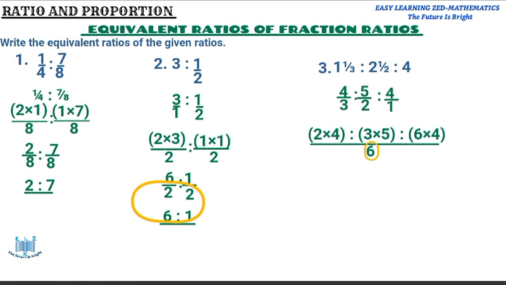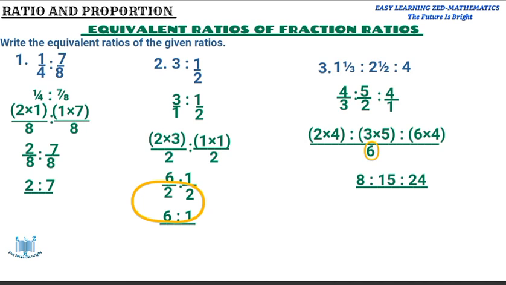Once we have skipped that stage, we can write down just the ratio. We're just going to get the products, and those products will be our ratio. So 2 by 4 gives us 8, then 3 by 5 gives us 15, then 6 by 4 gives us 24. So this is our final ratio: the equivalent ratio of 1 1/3 to 2 1/2 to 4 is 8 to 15 to 24.